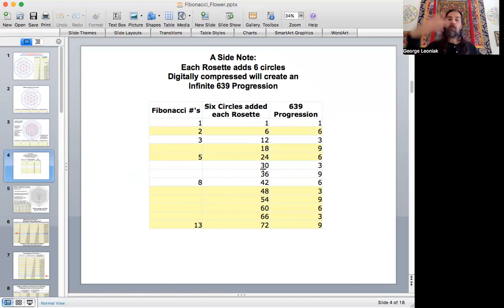Well, with that circle progression of adding each 6 circles, each rosette, we'll go from 1 to 6, and if we digitally compress, 12 will be 3, 18, 9, 24, 6, 33, 36, 9, and we'll get an infinite 3, 6, 9 progression by just adding 6 circles each rosette.